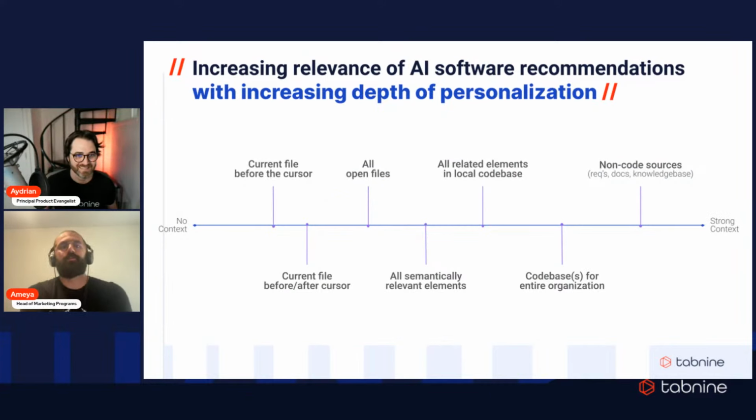All right, cool. So just a quick overview here of increasing relevance of AI software recommendations with increasing depth of personalization. This is what Aydrian was alluding to earlier when he was talking about copy pasting with ChatGPT or another generative AI coming back and forth from your IDE versus interacting with the AI chat agent that's in your IDE already. So as you're talking to Tabnine and giving it more and more feedback, it's building additional layers of context and increasing the depth of personalization over time. And this graph is just kind of a linear view of that going from left to right.